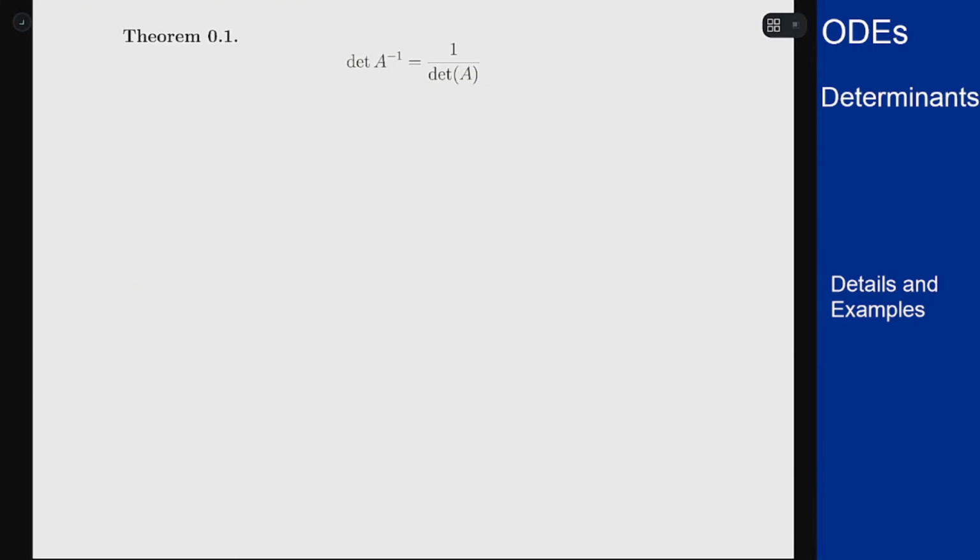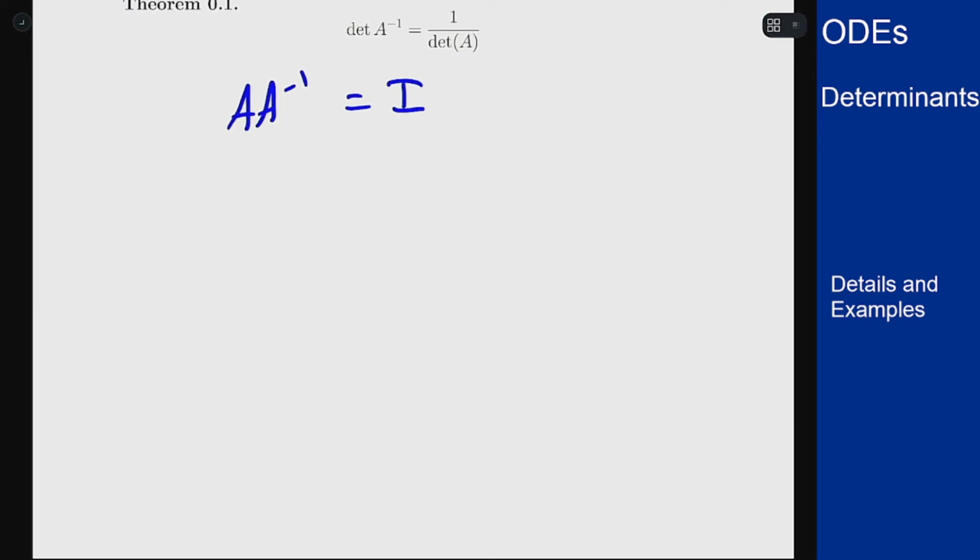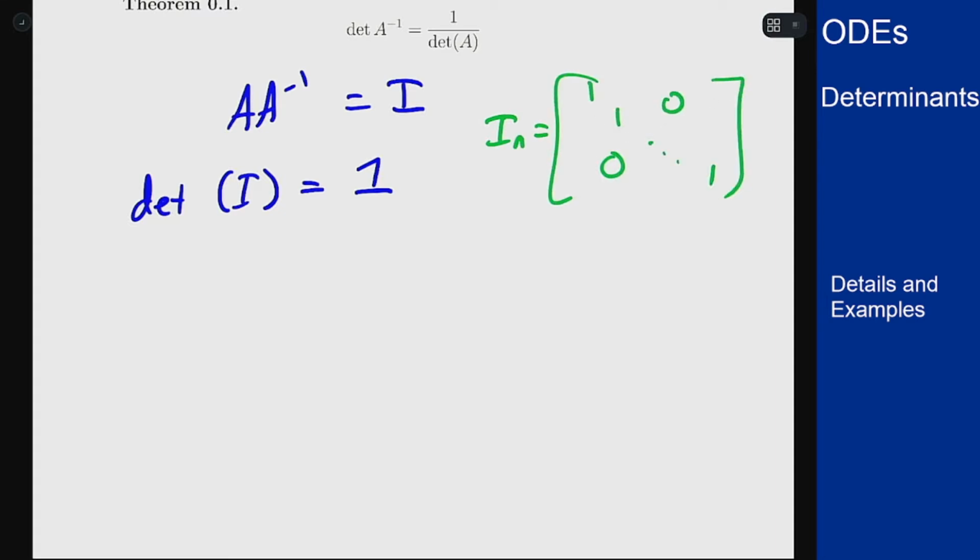It is that the determinant of the inverse matrix should be 1 over the determinant of the matrix itself. This comes from the fact that if I multiply A times A inverse, I get the identity matrix. That's how A inverse is defined. It is defined to be the inverse matrix that cancels it out in this way. But the determinant of the identity matrix is 1, because it's diagonal and has 1s on the diagonal, right? I, for some n, its identity matrix is going to be 1s on the diagonal and 0s everywhere else. And so its determinant is 1.